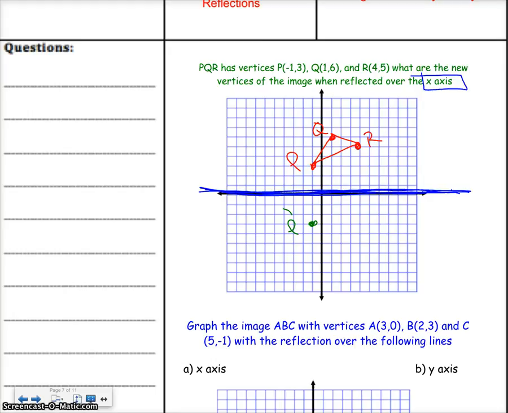Q is 1, 2, 3, 4, 5, 6 away from the x-axis. So Q prime needs to be 6 away in the opposite direction. 1, 2, 3, 4, 5, and 6. Remember to label them. That's part of your learning standard, that you know to make them prime when you make new ones. And then I have R is 1, 2, 3, 4, 5. So R prime is going to be 5 away in the opposite direction. 1, 2, 3, 4, 5.